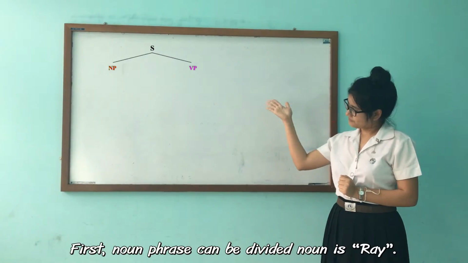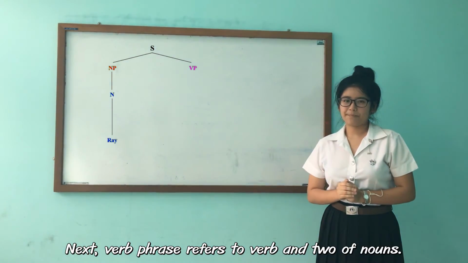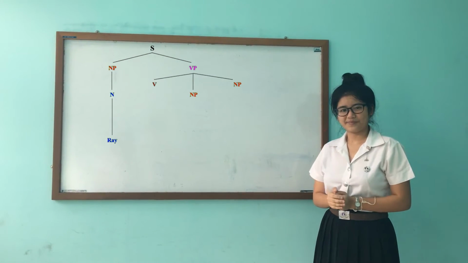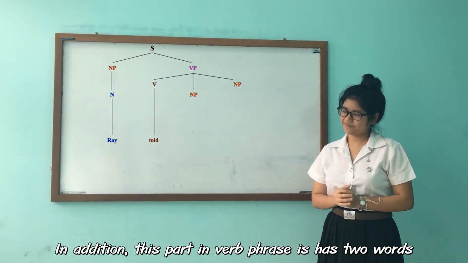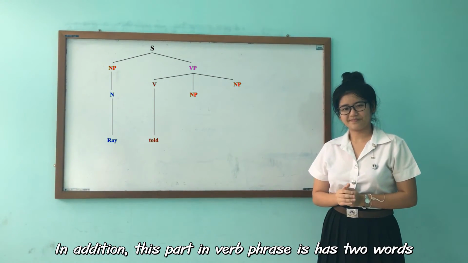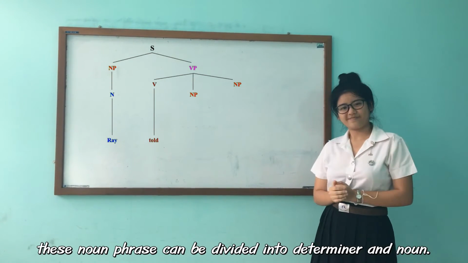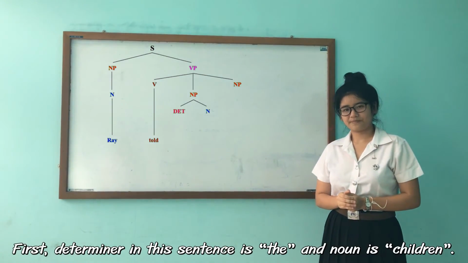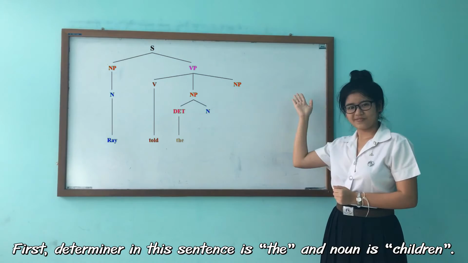First, the noun phrase can be divided. Noun is they. Next, the verb phrase refers to a verb and two noun phrases. Told is verb. In addition, this part in the verb phrase has two noun phrases. This noun phrase can be divided into determiner and noun. The first determiner in this sentence is the and noun is children.